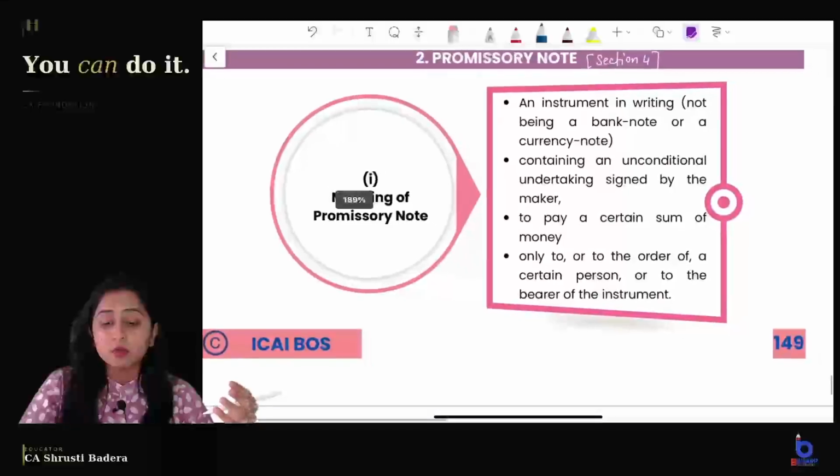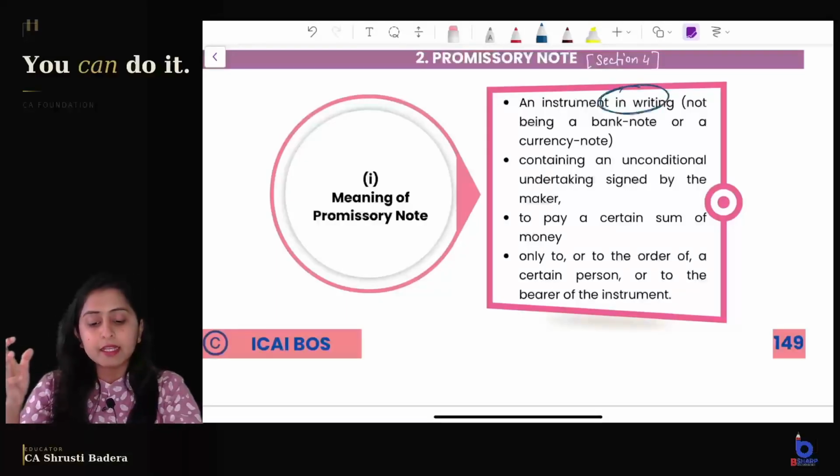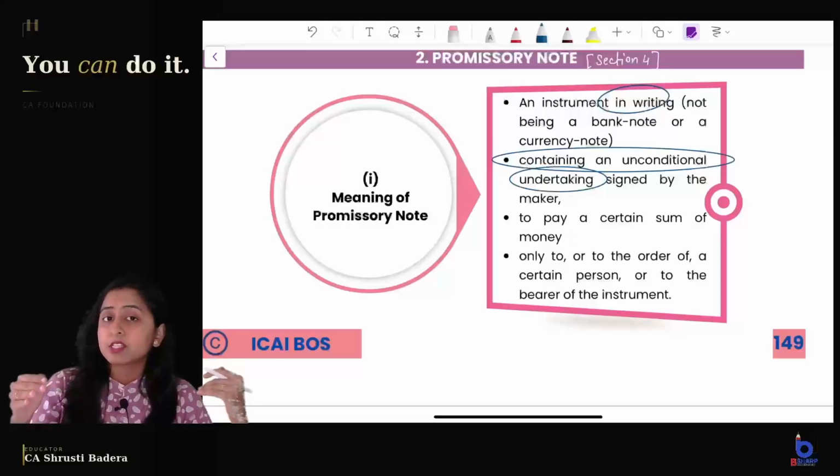Coming to promissory note. Now the three instruments: promissory note, bills of exchange and check. First, what we are going to look at is the promissory note. It is an instrument in writing, again an unconditional undertaking. Instead of promise, they have used the word undertaking, that is okay. And in case of bills of exchange, they will use the word unconditional order.